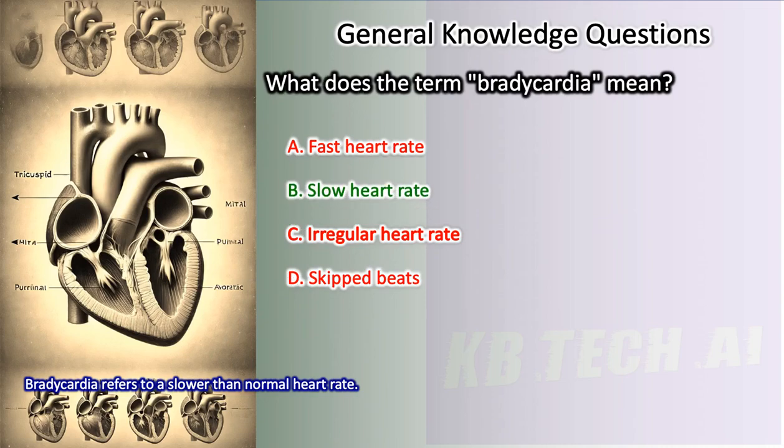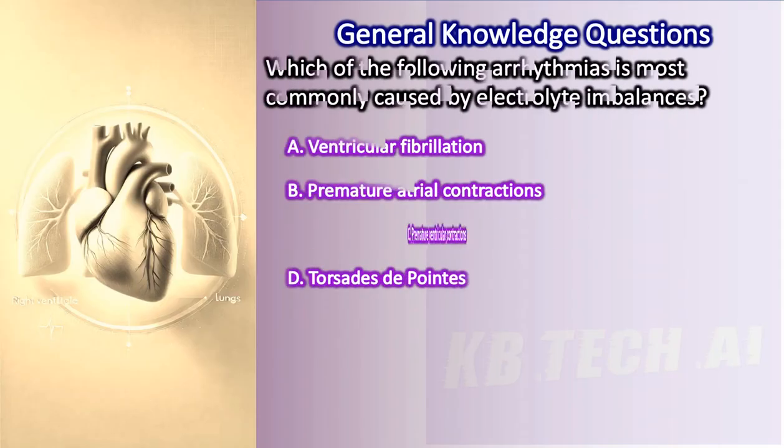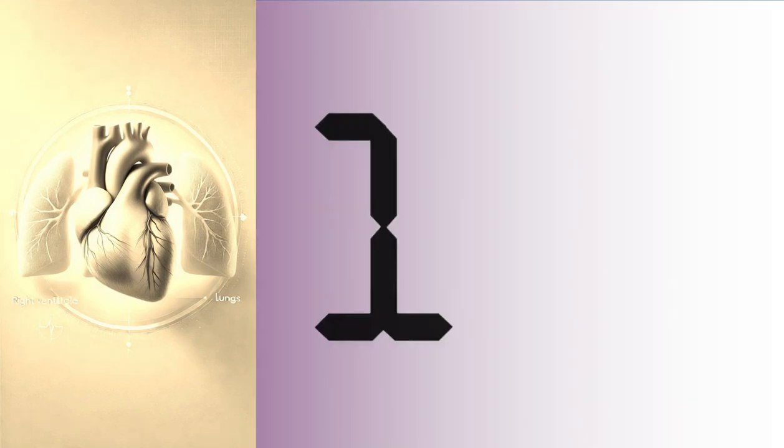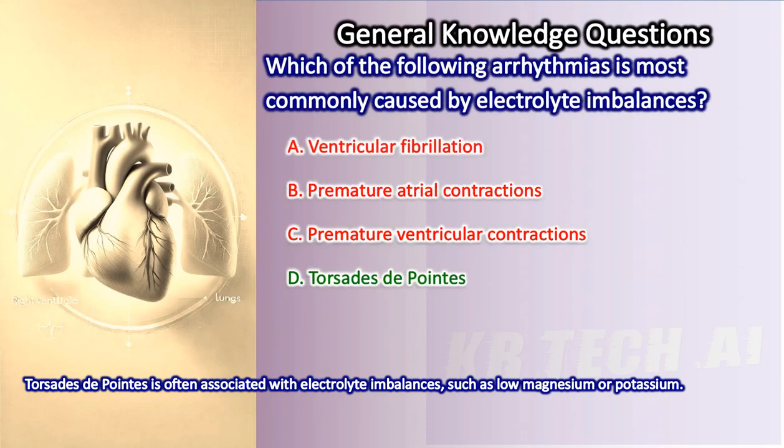Slow heart rate. Which of the following arrhythmias is most commonly caused by electrolyte imbalances? Option 1. Ventricular fibrillation. Option 2. Premature atrial contractions. Option 3. Premature ventricular contractions. Option 4. Torsades de pointes. The answer is option 4.